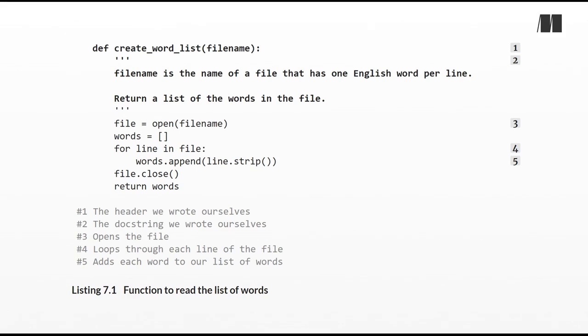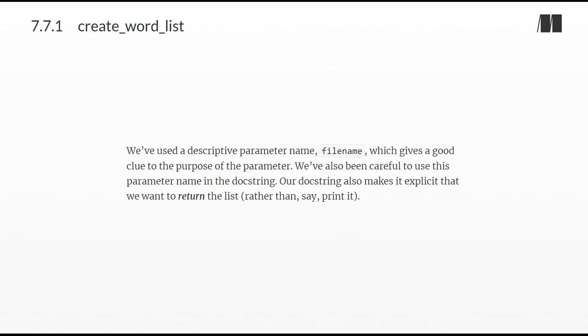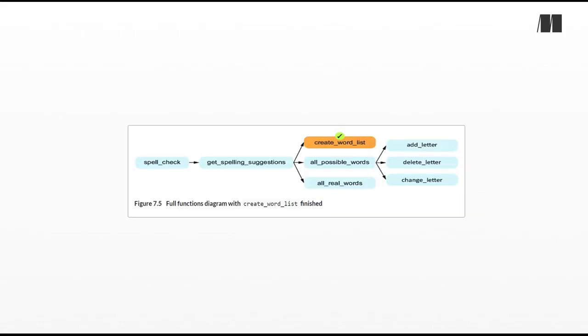Listing 7.1. Function to read the list of words. We've used a descriptive parameter name, file name, which gives a good clue to the purpose of the parameter. We've also been careful to use this parameter name in the docstring. Our docstring also makes it explicit that we want to return the list, rather than say print it. We haven't included a test in the docstring for this function, and that's because we didn't want to distract from the overall goal of implementing each of our functions.